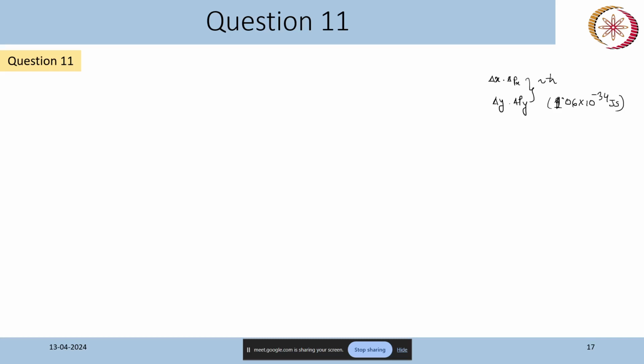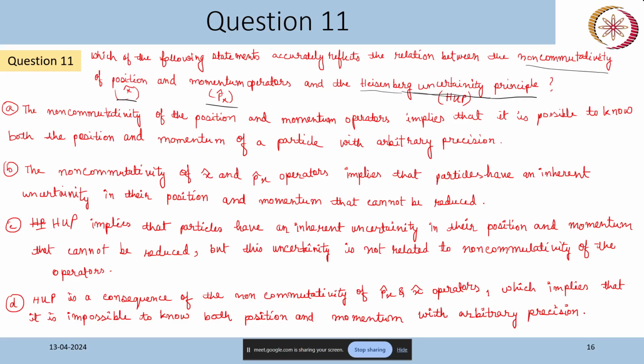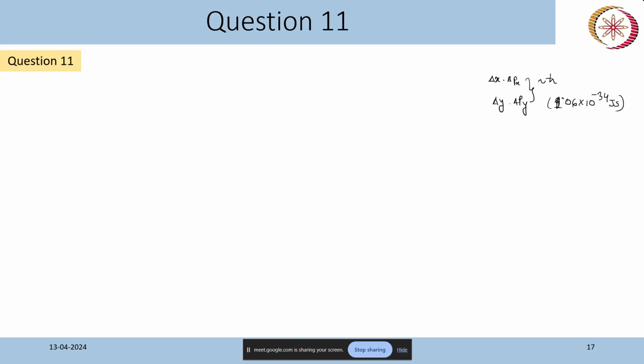Now, what does it actually arise from? Here the term given is non-commutative. What does commutation mean in maths? If a plus b is equal to b plus a, or if x multiplied by y is equal to y multiplied by x, this is commutation, right?